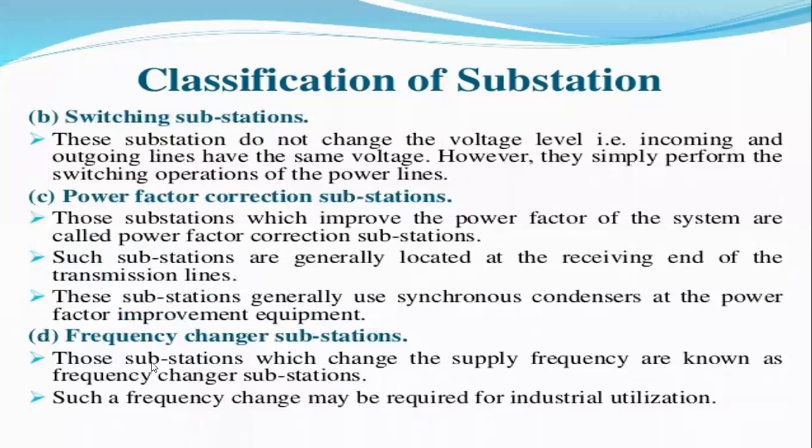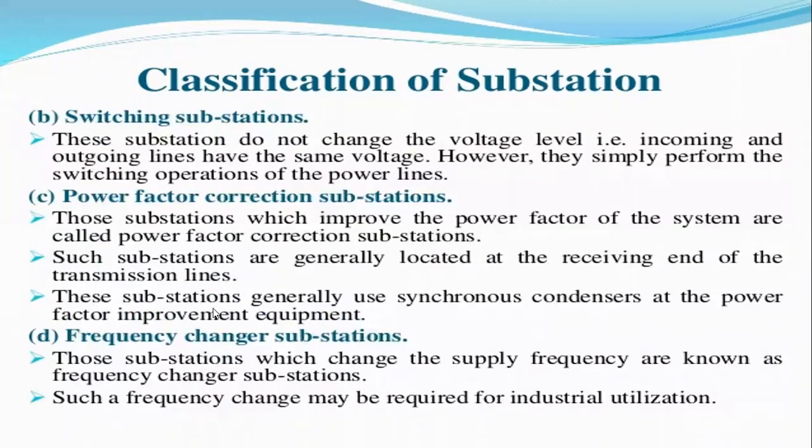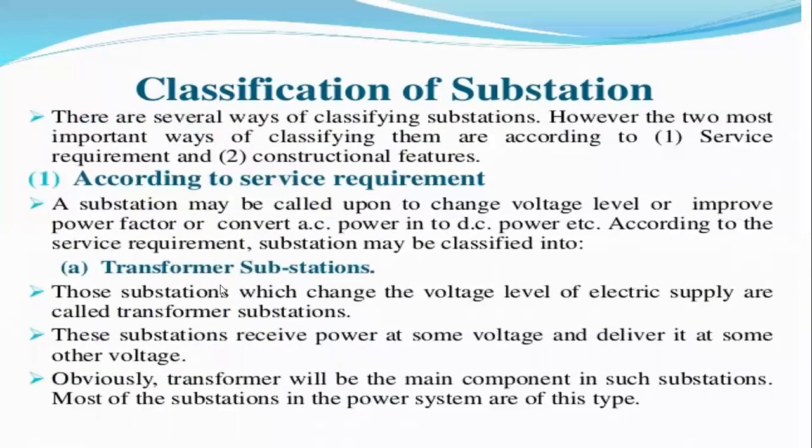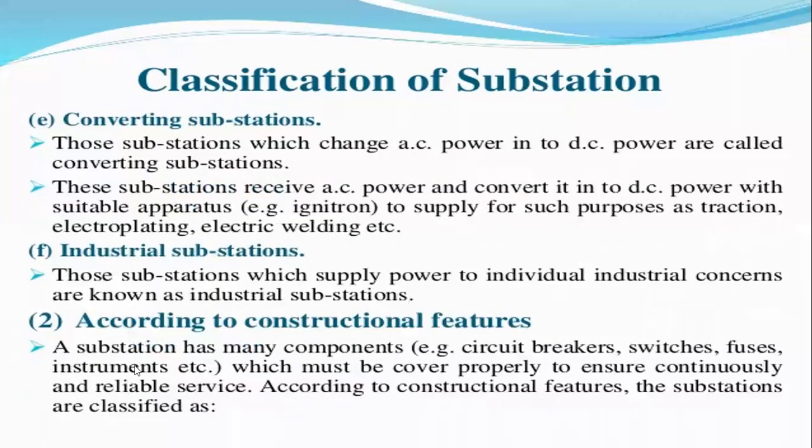The substations are classified into transformer substations, which are used to step up or step down the voltage levels. Switching substations are used only for the on and off operations. Next, power factor substations are used for improving the power factor at the receiving end of the transmission lines. Next, frequency changer substations are used to change the supply frequency, used only for industrial areas.